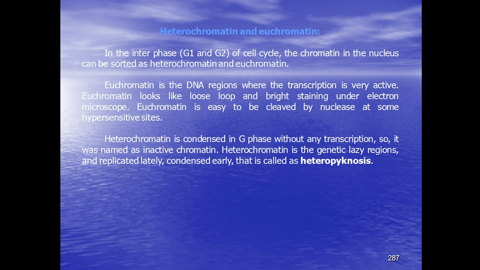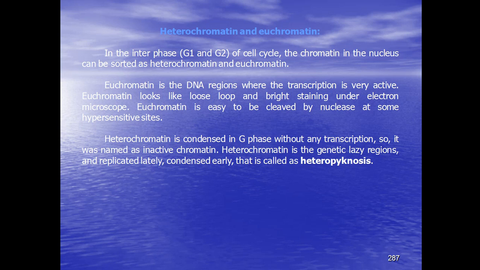Whereas the other one, heterochromatin, is condensed, where genes are silent, genes are not active, genes are inactive, and it takes very dark stain. In other words, we can also say that euchromatin is the active region of the chromosome, whereas heterochromatin is the inactive region of the chromatin. Euchromatin is the active region on the chromatin, and heterochromatin is the inactive region.